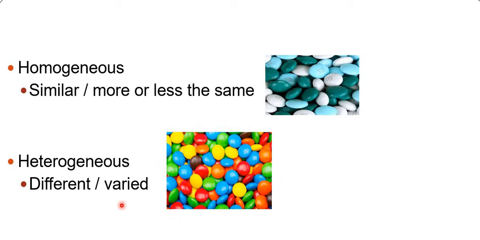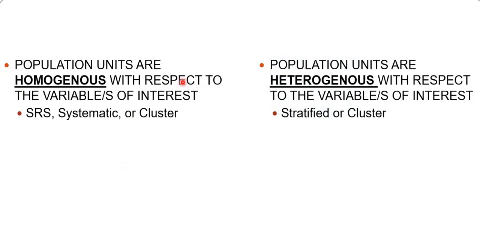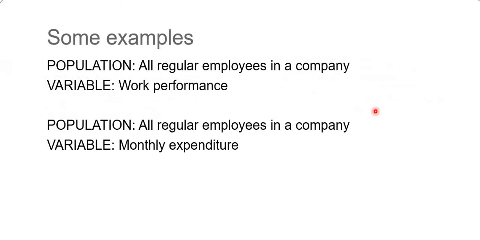So, if our data is homogeneous with respect to the variables of interest, then that would mean we shall select either SRS, simple random sampling, systematic sampling, or cluster sampling. However, if our population units are heterogeneous with respect to the variables of interest, then we can do either stratified or cluster. Let's have some specific examples.